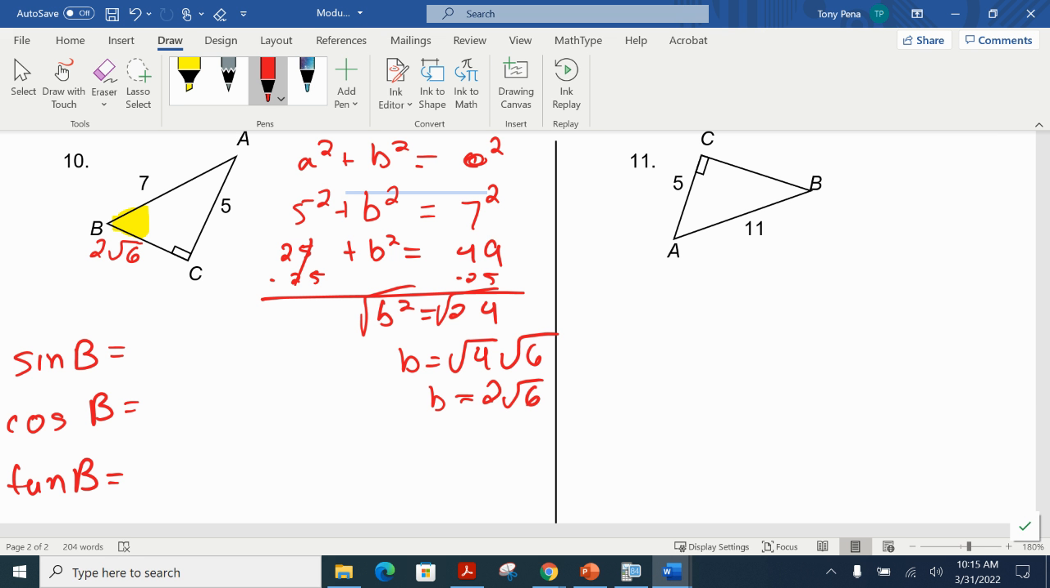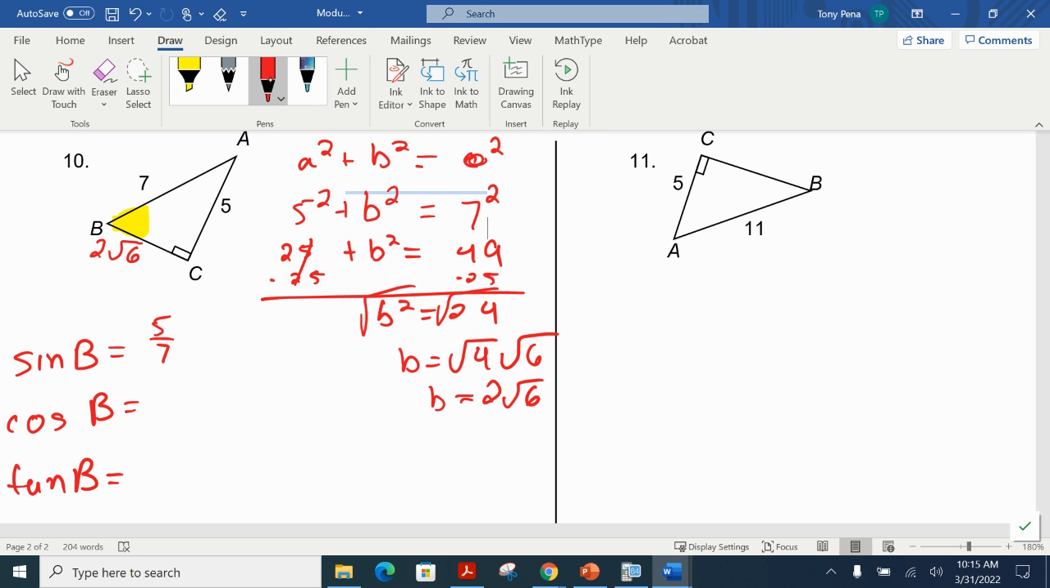All right. Let's go, Julia. The sine of angle B, what would you tell me the sine of angle B is? Good. It's the opposite side over the hypotenuse. 5 is opposite of angle B, and then 7 is your hypotenuse. So 5 over 7.